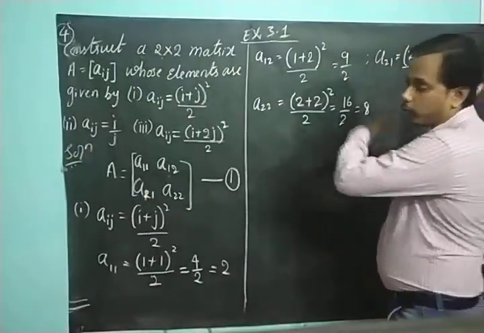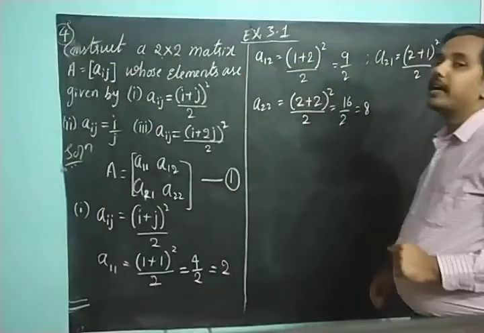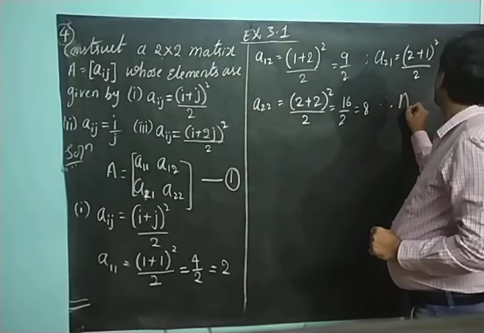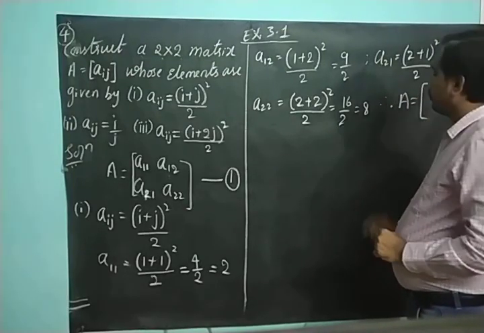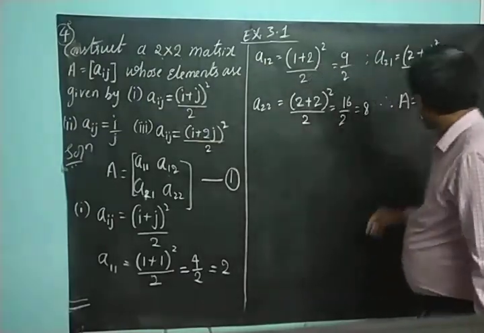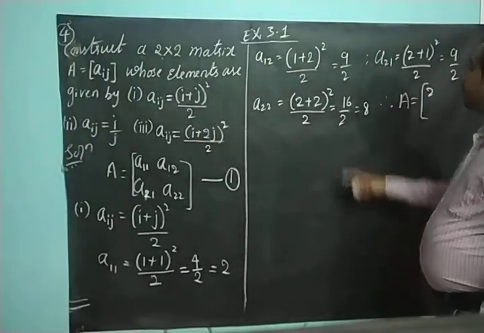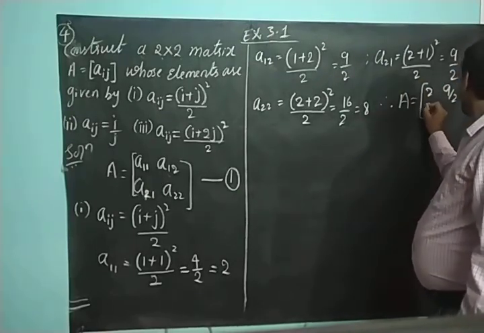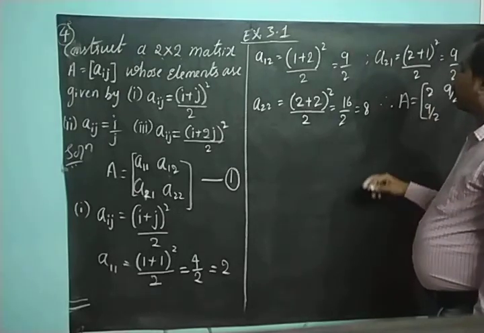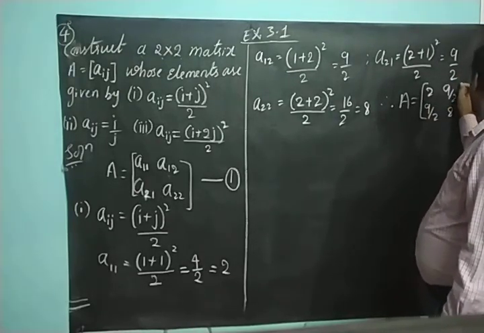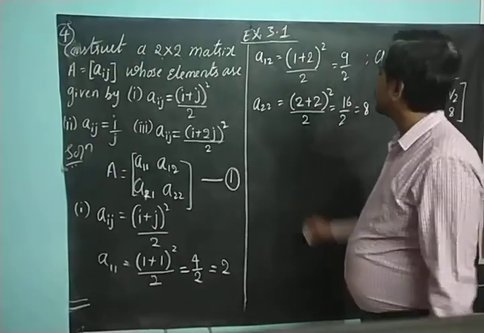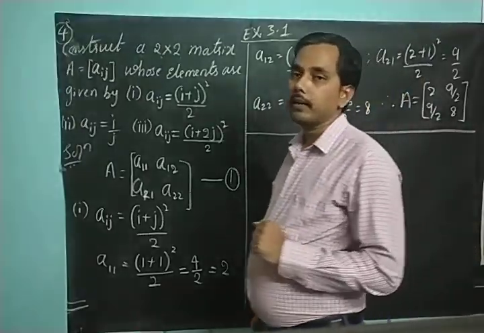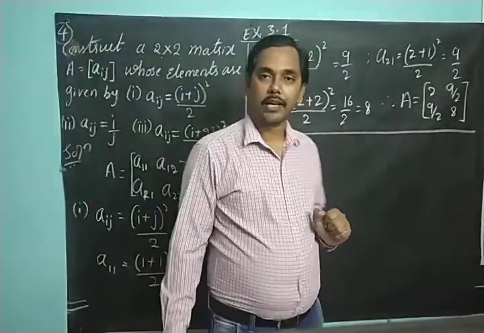Now substitute all the values in this equation 1 and get the required matrix. Therefore A will be equal to: what is A11? That is 2. What is A12? That is 9 by 2. What is A21? 9 by 2. What is A22? 8. Right? This is how you need to solve for the values. I hope this is clear.